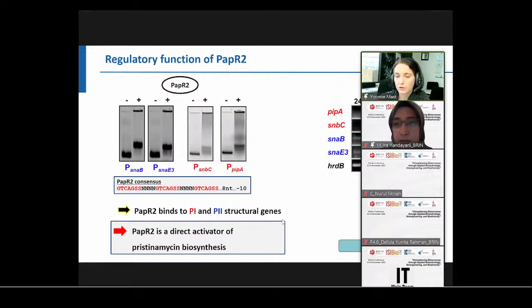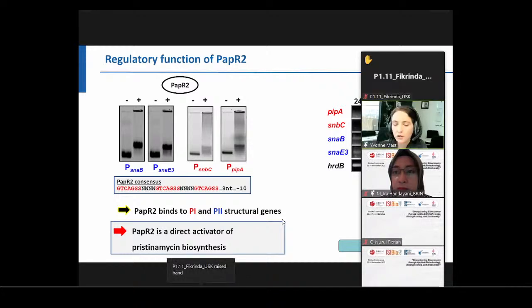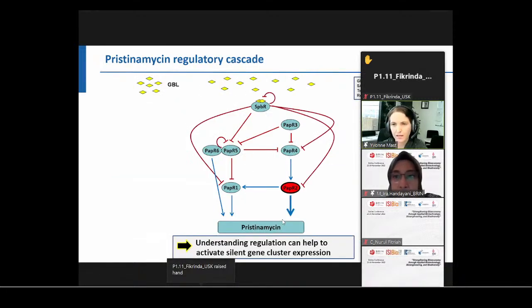And we were also able to define a specific consensus sequence for such a binding. And by RT-PCR experiments, which are shown here at the right-hand side, we also could show that there's no transcription of the pristinamycin 1 and pristinamycin 2 structural genes in the papR2 mutant in comparison to the wild-type organism. So therefore, we knew that PapR2 is a direct and essential activator of pristinamycin biosynthesis in Streptomyces pristinaespiralis. And the next slide, which I hope comes in a few seconds, shows you where the regulator is situated within the regulatory signaling cascade.